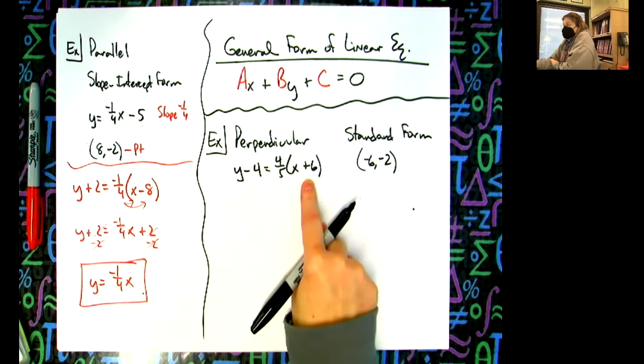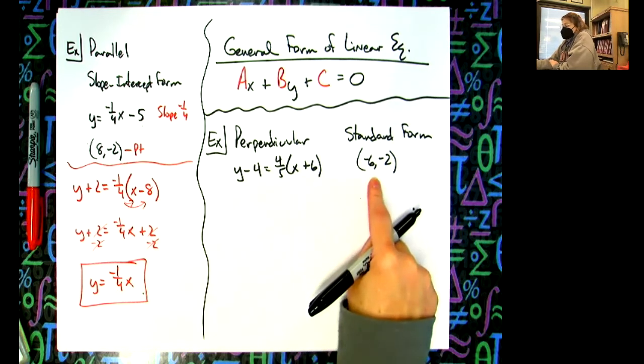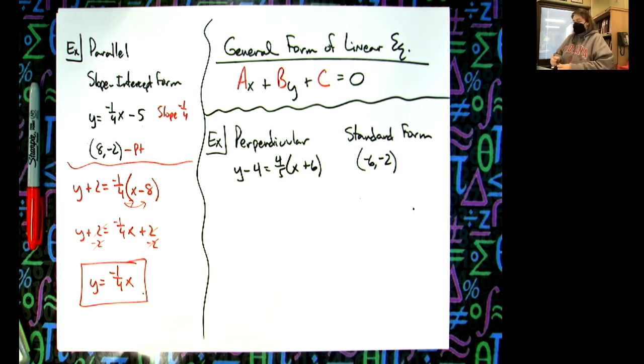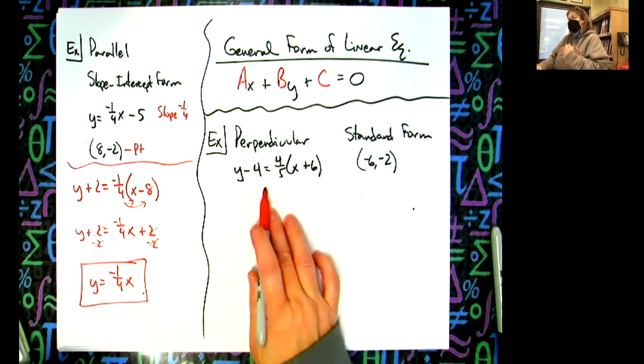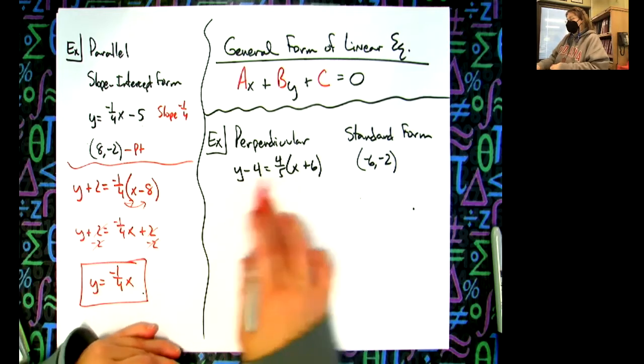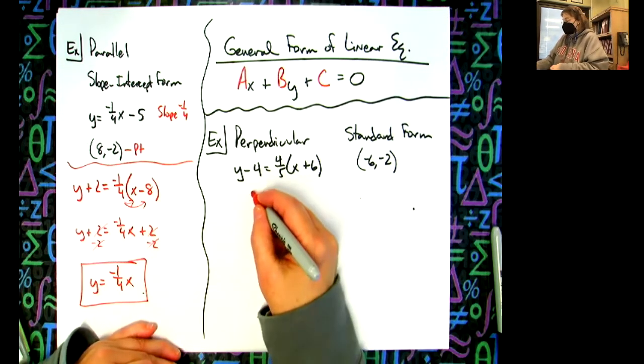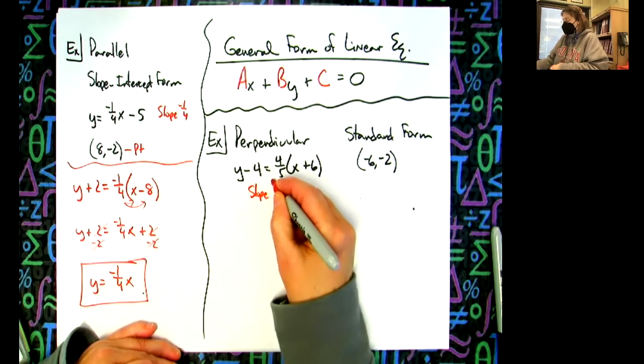Okay, so answers in standard form. I want it parallel to this line going through this point. Okay, so that means you've got to be able to look at the equation in this form and be able to pull out what the slope is. What's the slope of this line? 4/5. All right, so the slope is 4/5.